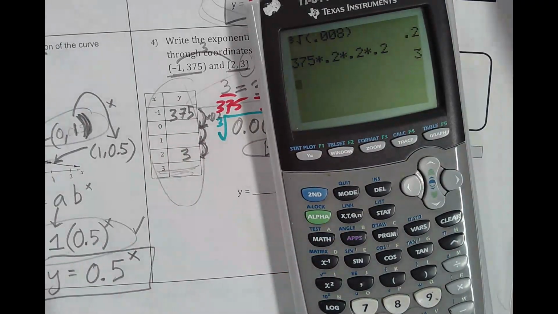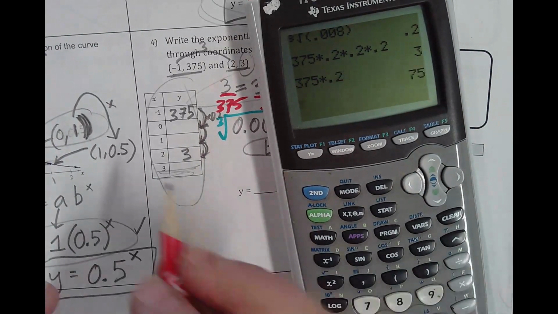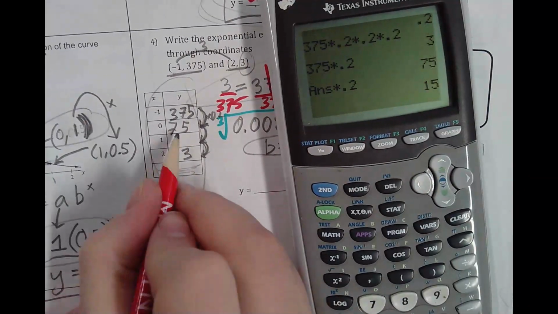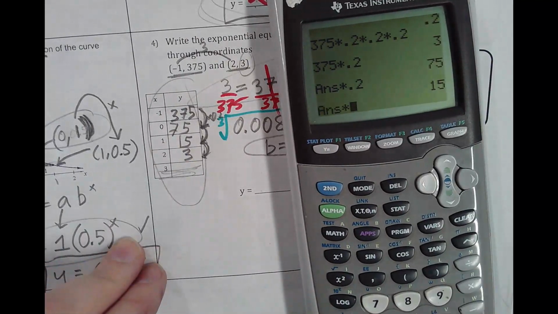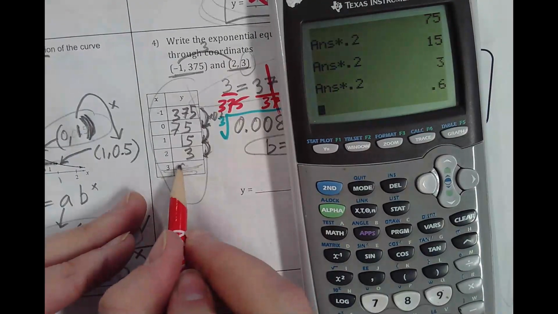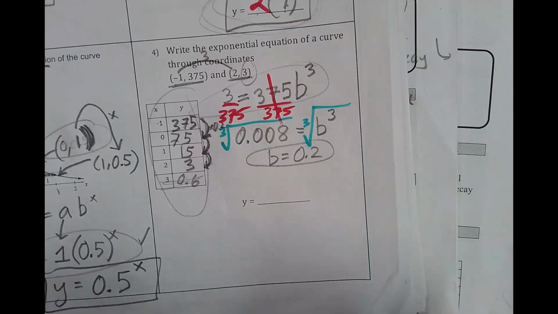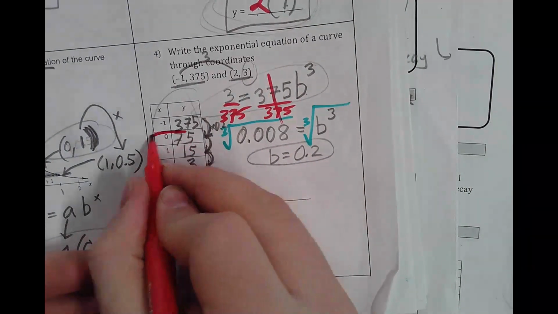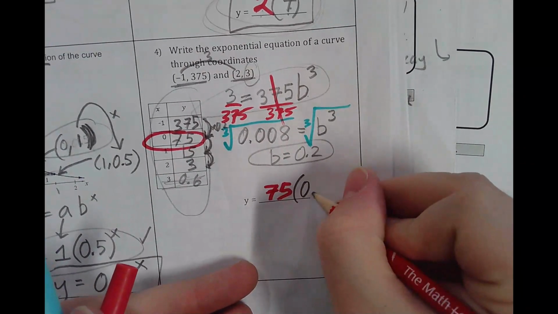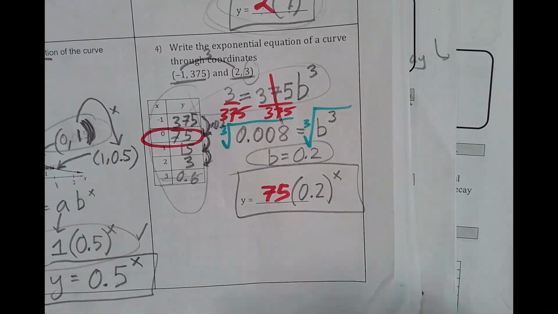We need the starting value. 375 times 0.2 is 75. 75 times 0.2 is 15. 15 times 0.2 is 3. And 3 times 0.2 is 0.6. So for our final answer, the starting value is 75. Starts with 75. And we multiply by 0.2. And that is our answer.